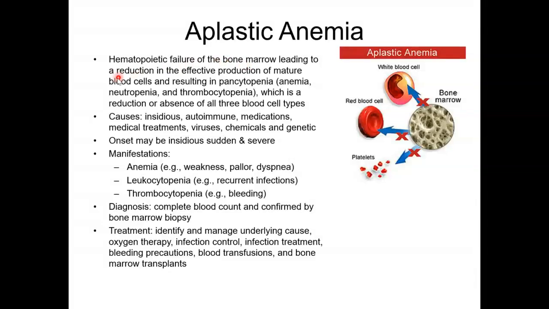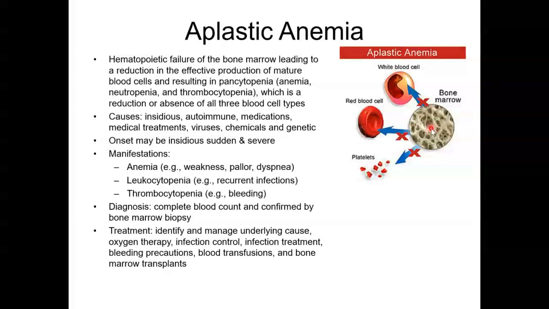Something's going on in the bone marrow, and it leads to a reduction of effective production of mature blood cells, resulting in a term I want you to know, pancytopenia. Pancytopenia is a decrease in all three of the major blood cells. And you can see right here, there's a problem in the bone marrow.